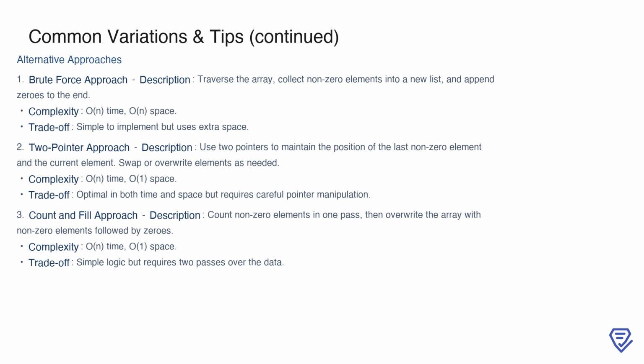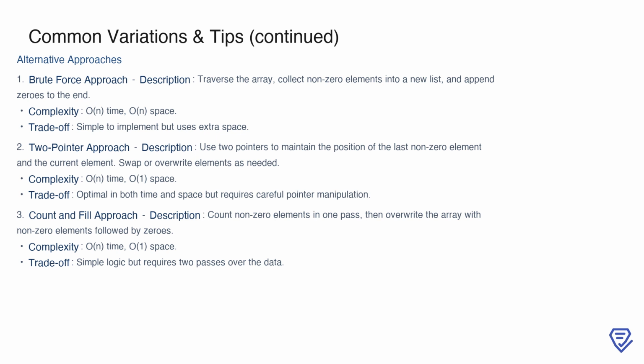A more optimal solution is the two-pointer approach. Here, one pointer tracks the position of the last non-zero element, while the other iterates through the array. By swapping or overwriting elements, you can achieve O(n) time complexity and O(1) space complexity, although this method requires careful manipulation of pointers.